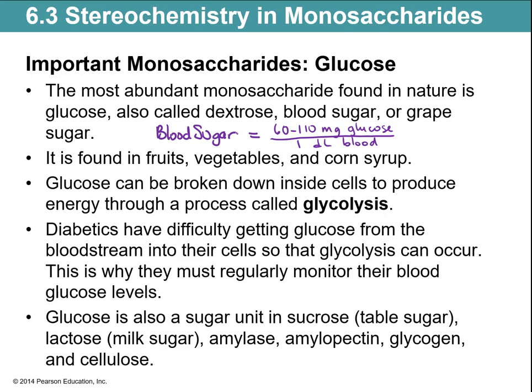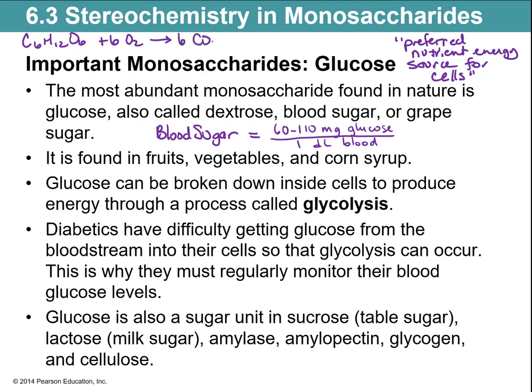Glucose has always been called the preferred nutrient energy source for cells. And it is because your cells can use enzymes to do combustion. Remember, combustion is taking fuels, breaking them down, and using oxygen to generate carbon dioxide and water. So we can take C6H12O6, that's glucose, a 6 carbon sugar. If we react oxygen with it, we can make carbon dioxide and water and lots of ATP. Remember, ATP is that universal energy molecule for the cell.